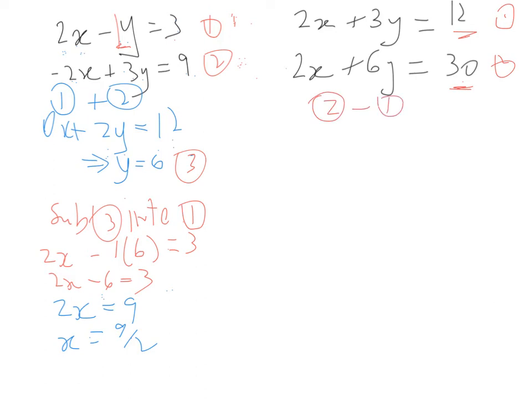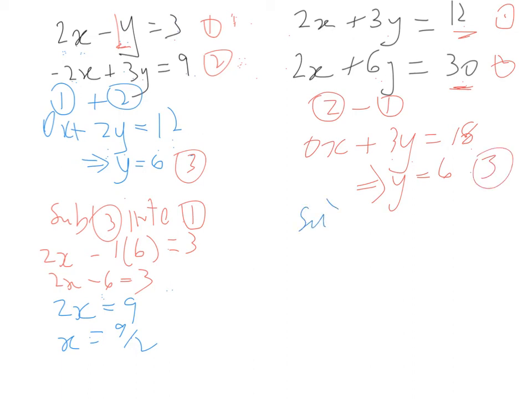So 2x minus 2x gives us 0x. Plus 6y minus 3y gives us 3y. And that equals 30 minus 12, which is 18. So 3 times some number equals 18. We imply that number's got to be 6 again. What a fluke. Okay, now that we've got that, we label this equation 3, and let's substitute.